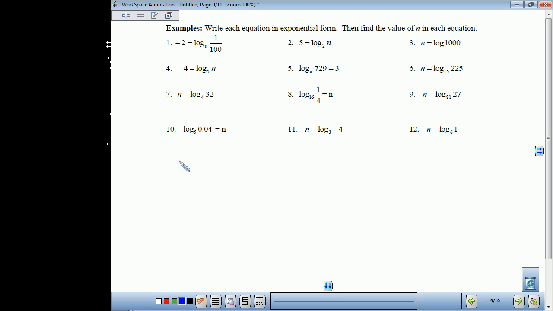All right, here we go. This is our exponent. So it becomes n to the negative second equals 100. What is n, guys? 10. This becomes, how would I rewrite this? 2 to the fifth equals n. So what is n? 25. Wait, what's this? 32.